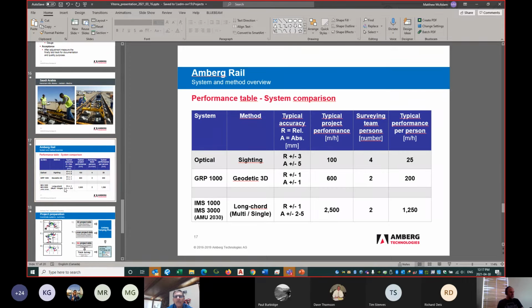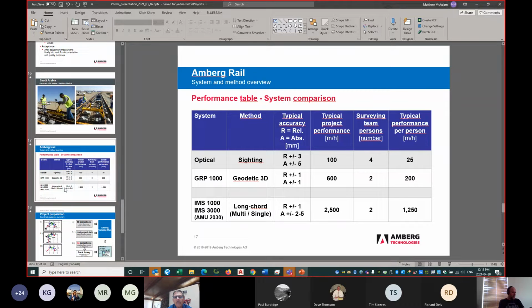So here's a table which gives you an idea on productivity and accuracies. So we've got the GRP 1000. Really we'd be looking at plus or minus a couple millimeters in those scenarios, and then we can typically hit 600 meters per hour in a stop and go situation. We certainly can do more in a continuous measurement situation, but those accuracies are going to drop. We'd be probably looking at 3 to 4 or 4 to 5 millimeters in those situations, realistically.